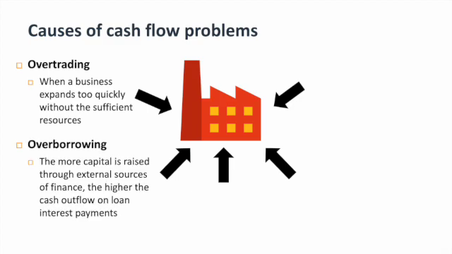The second reason or problem that we can face is over borrowing. So what does over borrowing mean? It's the fact that the more capital is raised through external sources of finance, the higher the cash outflow on loan interest payments. If I over borrow, if I use external sources of finance too much, then the interest payments that I have to pay every month on the loan might be higher than my cash inflows. And that way, I'm not going to be able to pay my monthly payments on the loan.